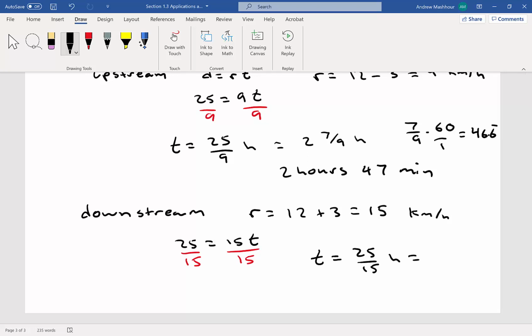Okay, and now let's go ahead and simplify this a little bit. So 25 over 15, I can simplify this fraction first. 5 goes into both of these, so I get 5 over 3. So I have 5 over 3 hours. But once again, we don't really know how many hours that is. So change it into a mixed number. 3 goes into 5 once, and there's 2 left over. So we have 1 2/3 hours.